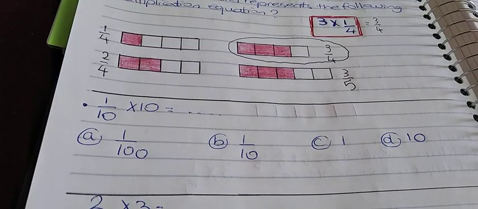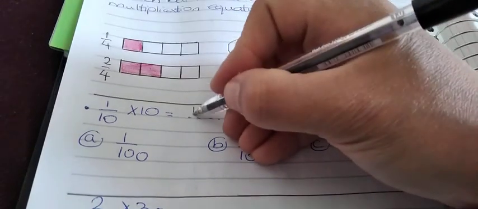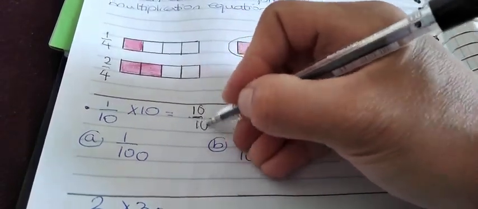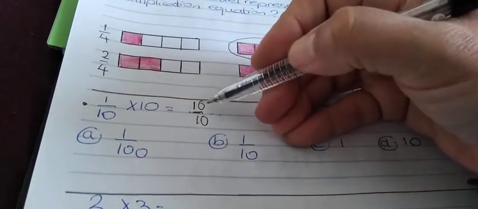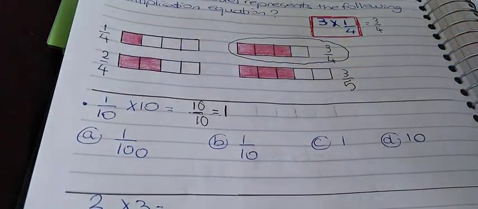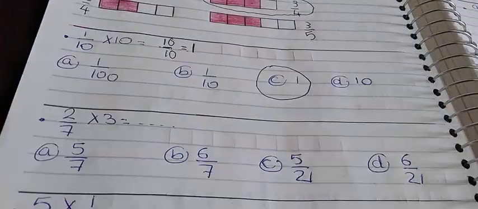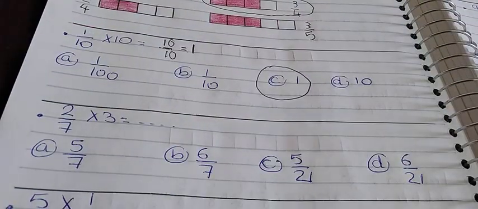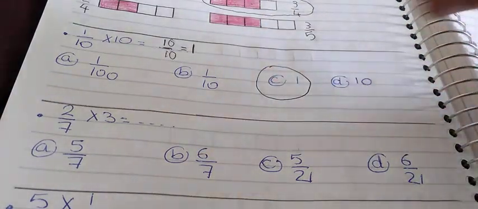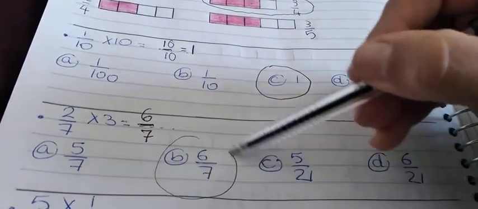1/10 times 10. So 1/10 times 10 will be 10/10. 10/10, the numerator and the denominator are equal, so it is equal to 1. Which one is the right answer? Yes, C. 2/7 times 3. So 2/7 times 3, 2 times 3 is equal to 6/7. The answer is B, 6/7.